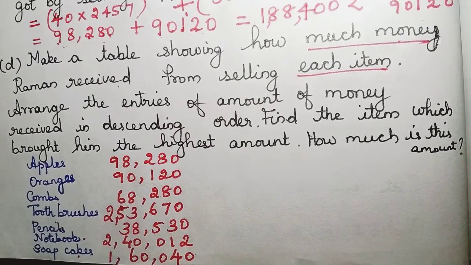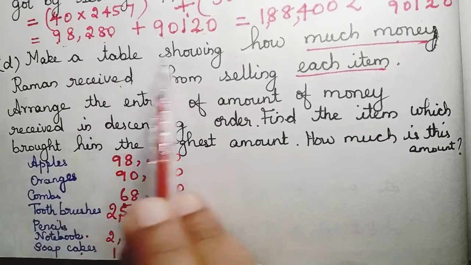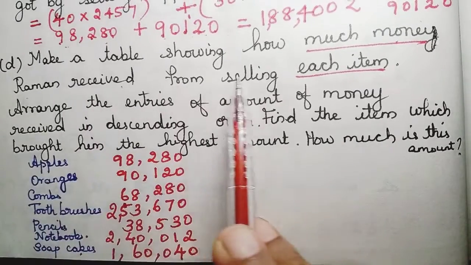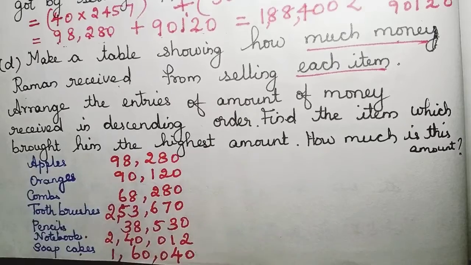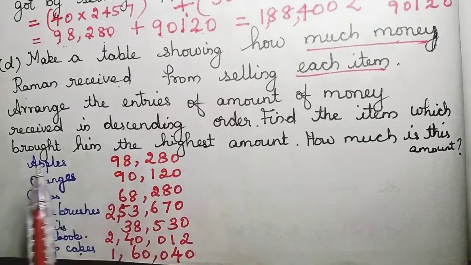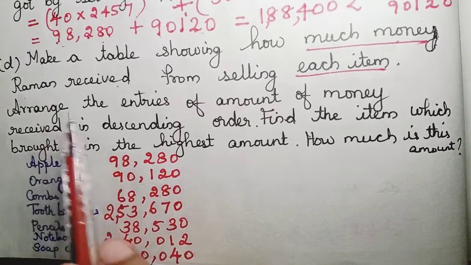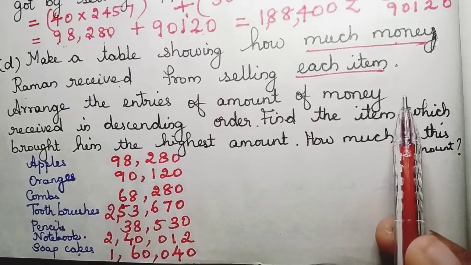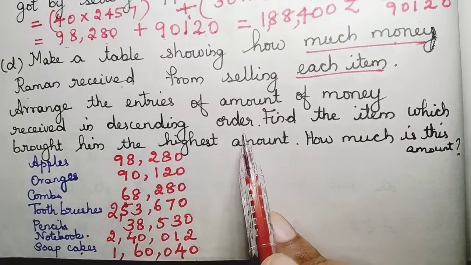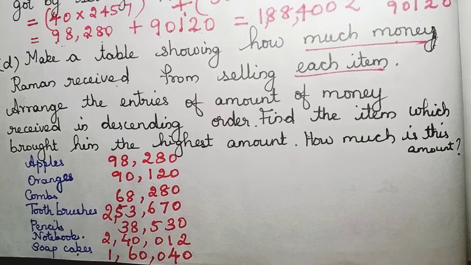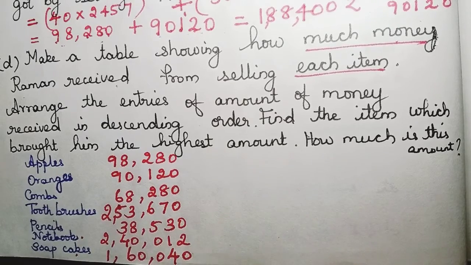Okay, look at the question. Make a table showing how much money Raman received from selling each item. So far we have found the first question. The table has been made. Arrange the entries of amount of money received in descending order. Now we have to write it in descending order.